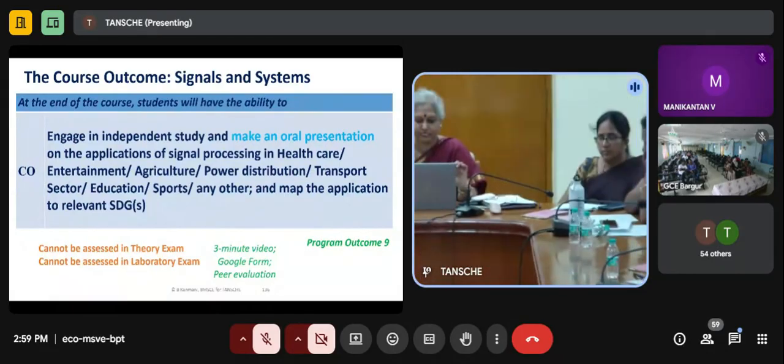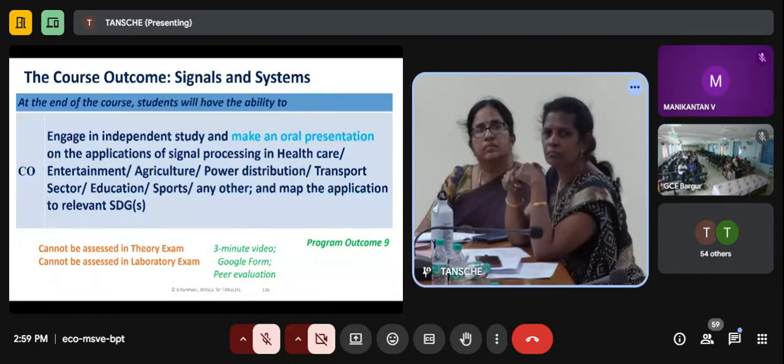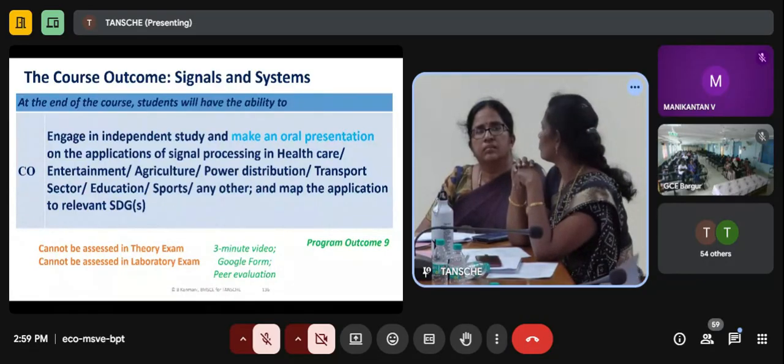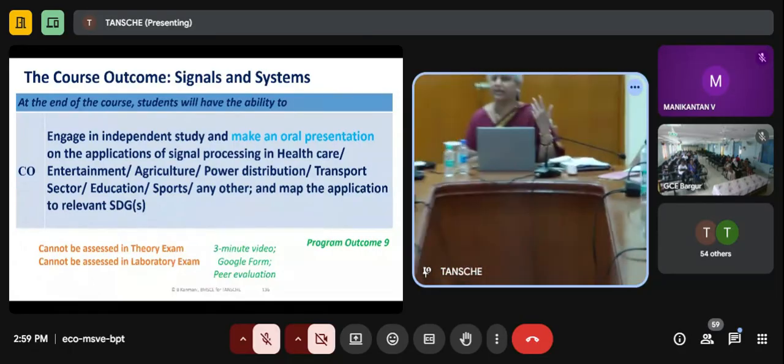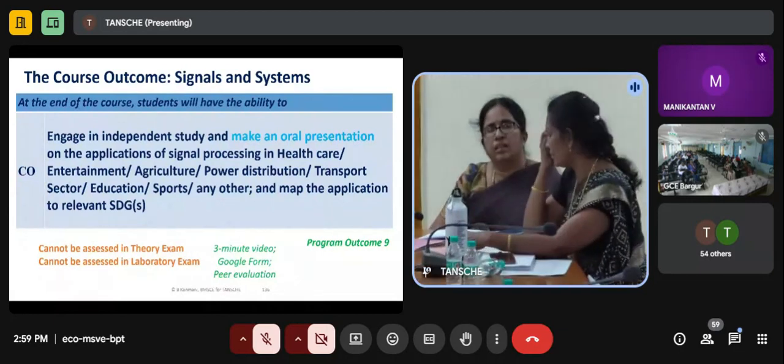So now look at here what we have: engage in independent study. So independent study means which PO does it map to? Independent study. PO 11. Very good. So anything when the student engages in independent study or self-learning, PO 11.